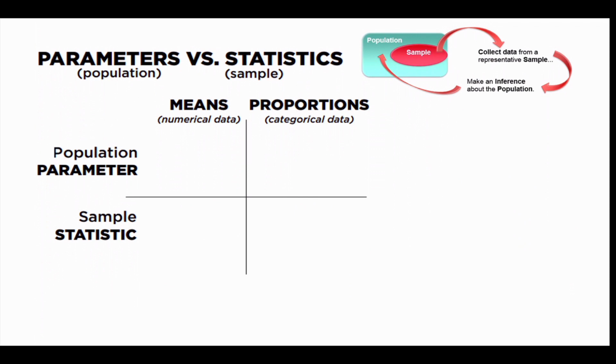Okay, so we have parameters and statistics. Remember, parameters come from the population. Statistics come from just the sample. So we're going to use some symbols here. Some of them you've recognized. Some of them you might not recognize. Okay, so we'll do the parameter first, the top two boxes.